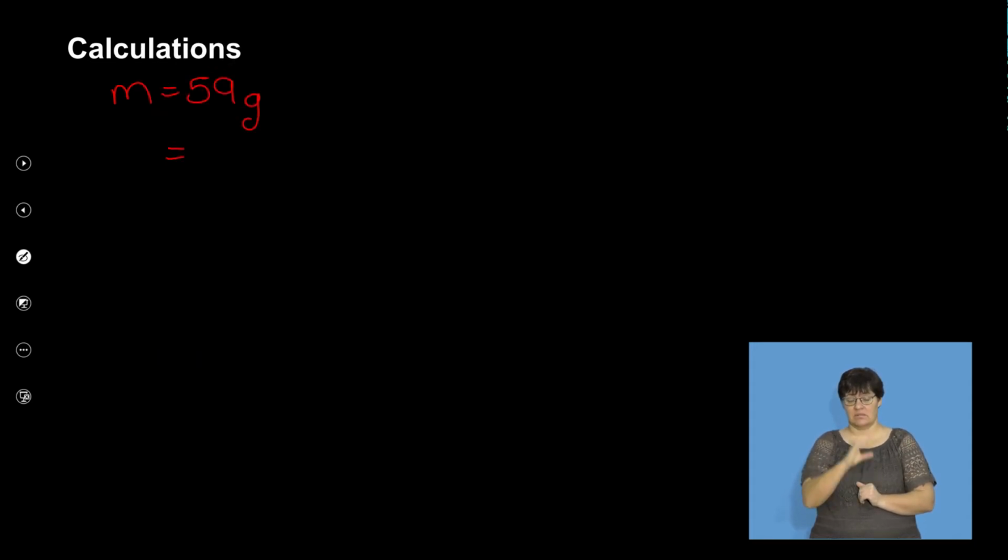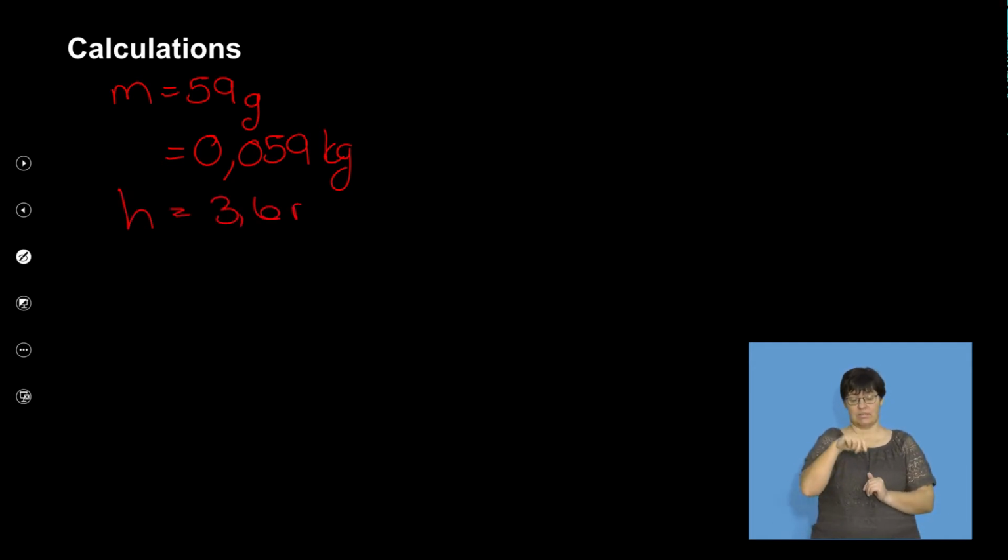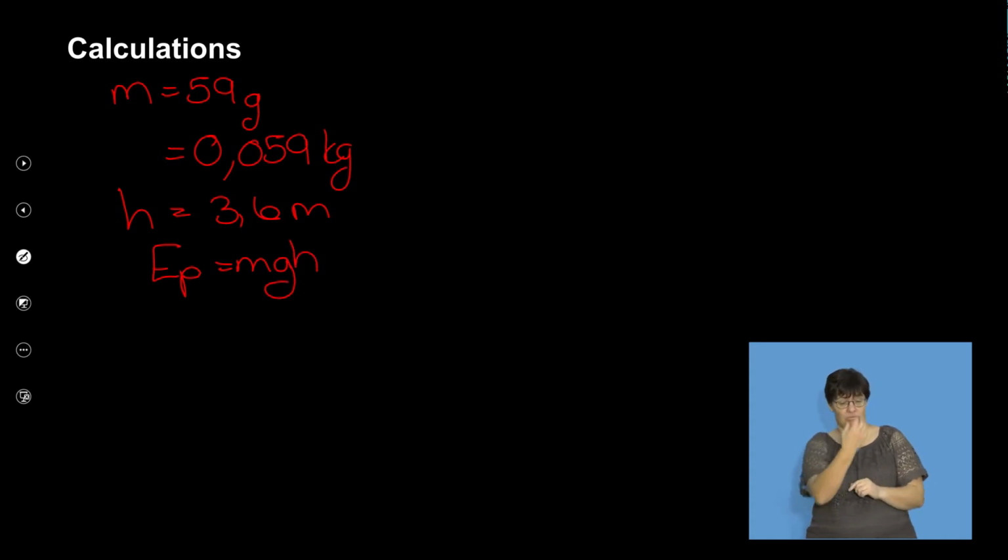Oopsie, gives me 0.059. So that's the tennis ball. The original height was 3.6 meters, okay? I can work out how much potential energy it has. So I can go: potential energy is mass times gravity times height.